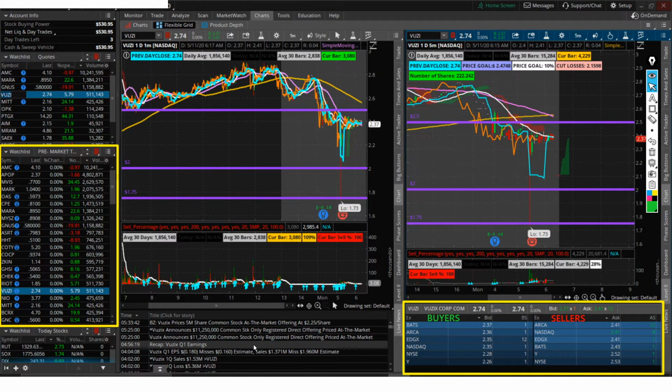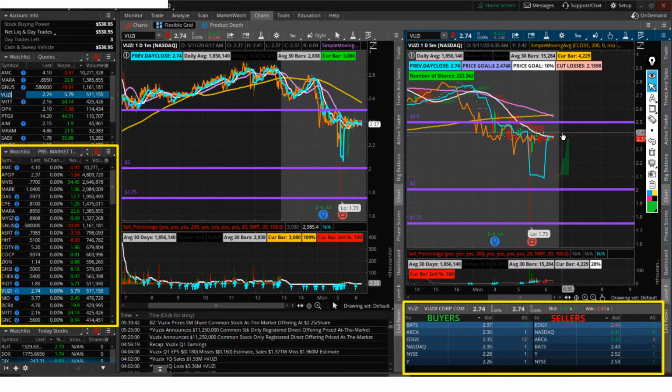So they had a bad earnings, but it looks like they announced an 11 million common stock direct offering. So they had to sell some of their shares. And it looks like it's offered at 2.25 per share. So definitely not some good news, but it is trading above this resistance. Average daily volume 1.8 million. Pre-market is at 5 million.